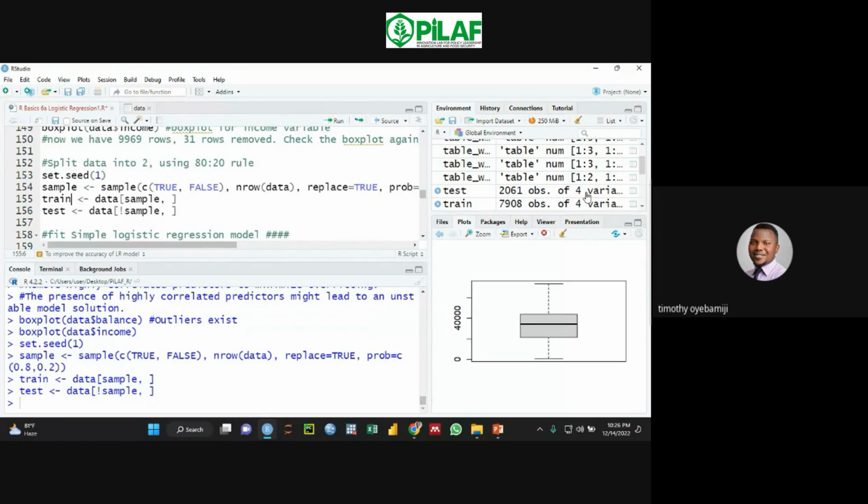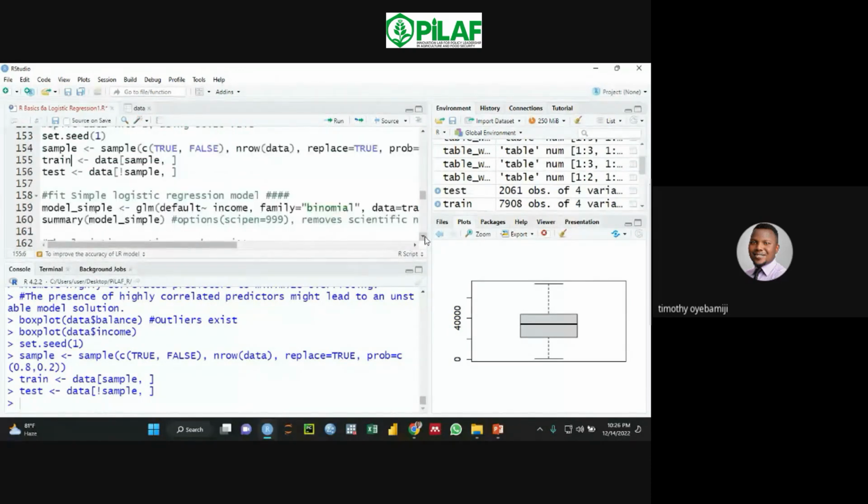They are from our main data set. All right, so let's keep that somewhere. Let's fit the first logistic model. Whether it's first or not, the first logistic model we are fitting is a simple one.